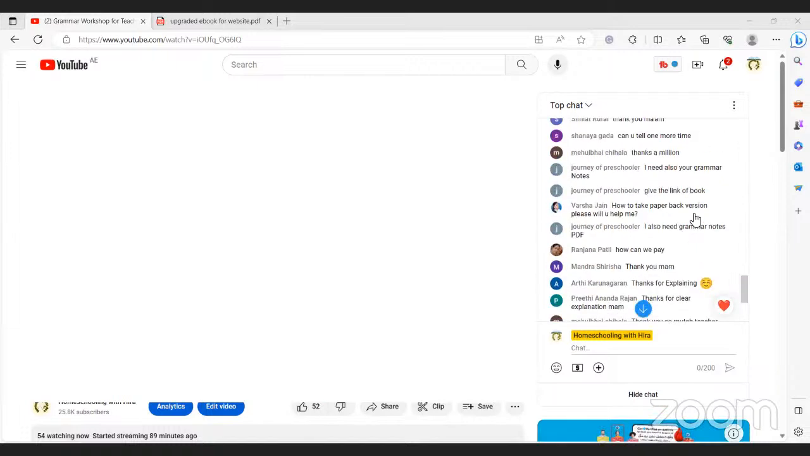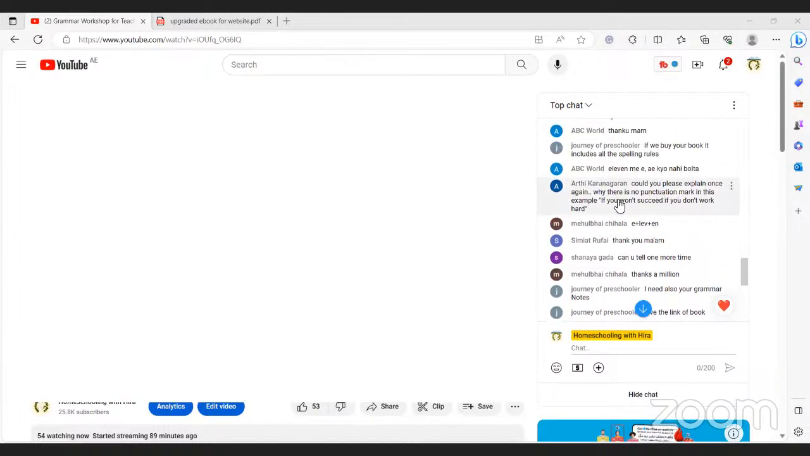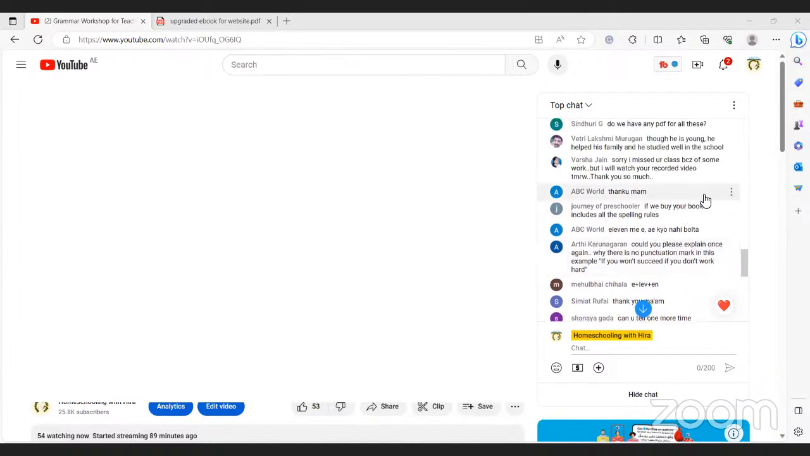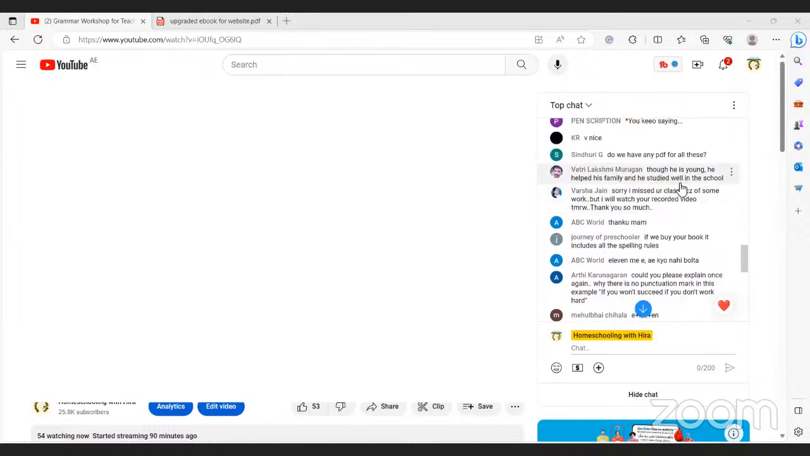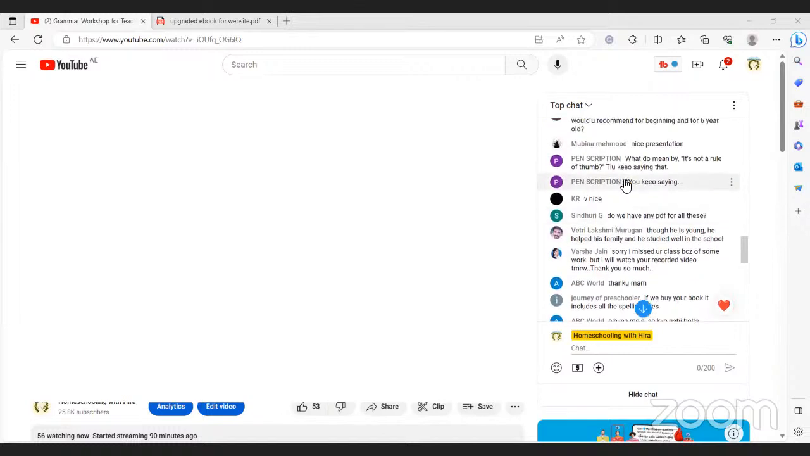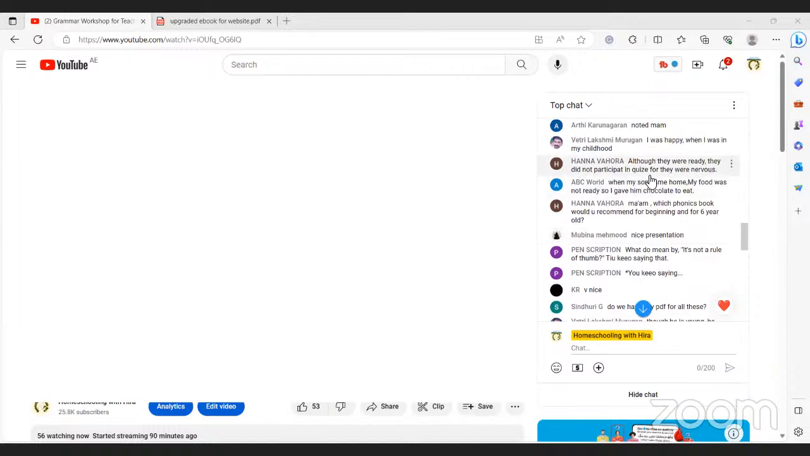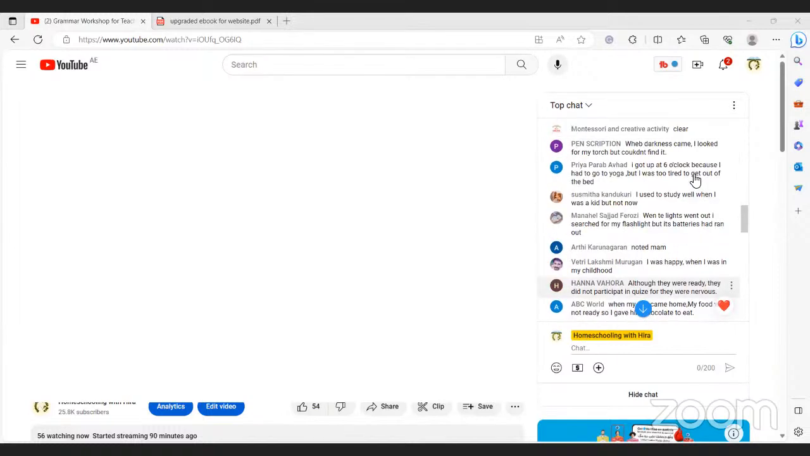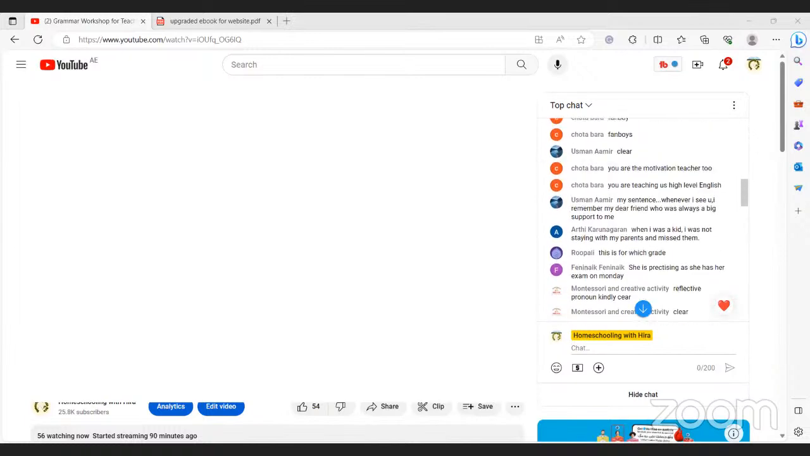Let me just get my notes, need grammar notes. I think the questions are: young. He helped his family and he studied. This is a nice sentence. Though he's young, he helped his family and he studied well in this school, with Vetri Lakshmi Murugan. Nice sentence. Do we have any PDF for all these? We have, and I told you. All right, ready. Do not participate in the quiz for they were nervous. Okay. Tick. All right. How to download the worksheets, right?